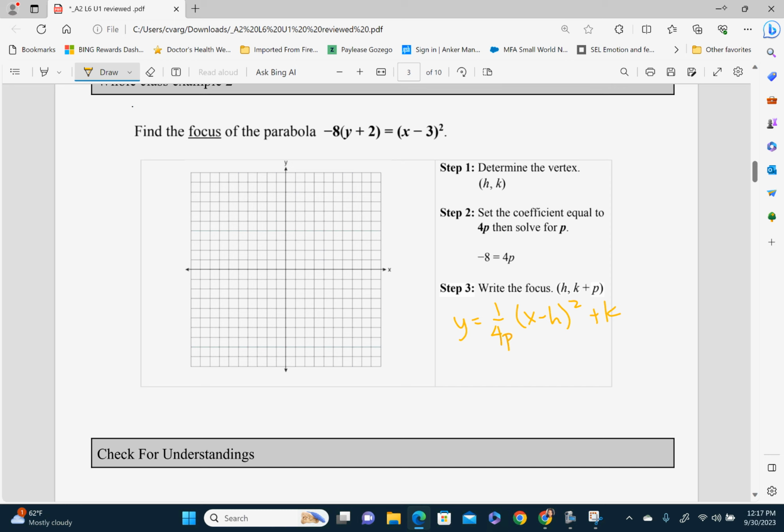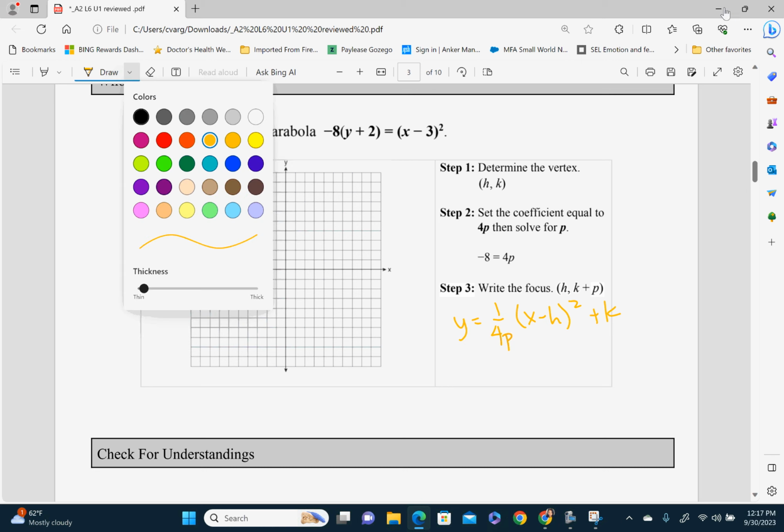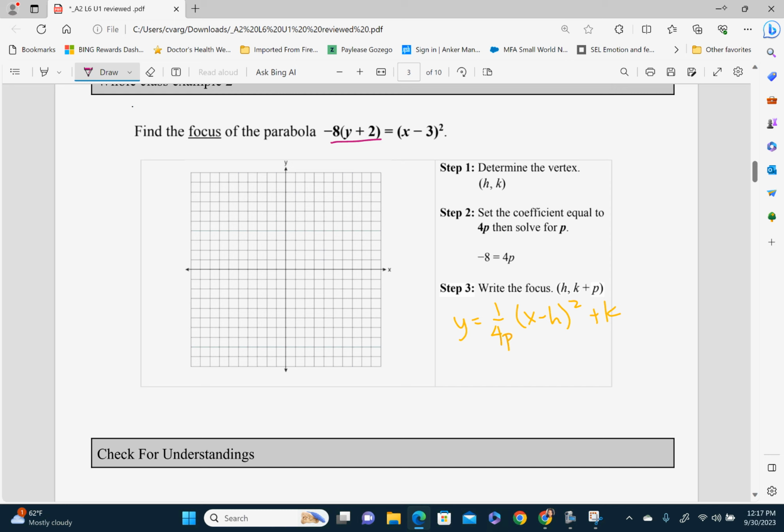So let's see if we can get the y by itself. So what I would do here to get the y by itself first is I would get rid of this negative 8. This is being held together by multiplication. The opposite of multiplication is division. So we're going to divide both sides by negative 8. This cancels out. So we have y plus 2 is equal to x minus 3 squared over negative 8.